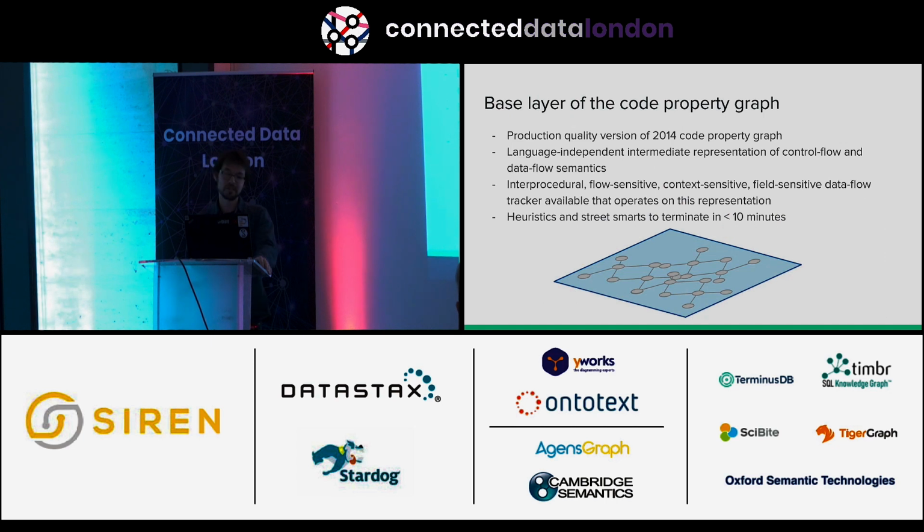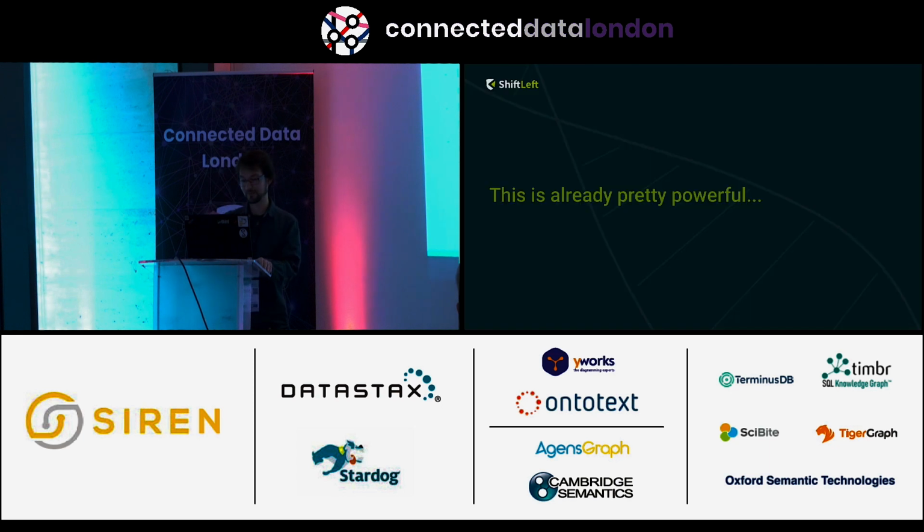So this gives us the base layer of the code property graph, and you can think of it as a production quality version of what we already had in 2014. It's a language independent intermediate representation. You can do control flow analysis over it, data flow analysis, and we built a powerful data flow tracker on top of it, which is interprocedural, and a few other attributes that are relevant to get precise results. And it's pretty fast.